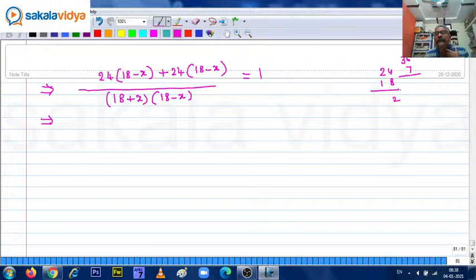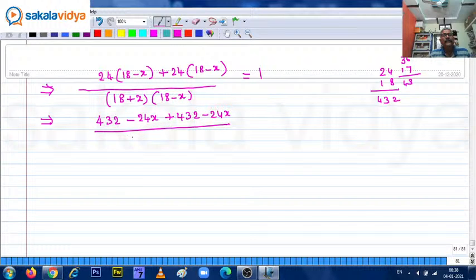18 into 4 is 72. 36 into 3 is 108. 432. Okay, 432. So now the 432 minus 24x plus 432 minus 24x upon 18 plus x into 18 minus x. 18 square is 324 minus x square equal to 1 we have.